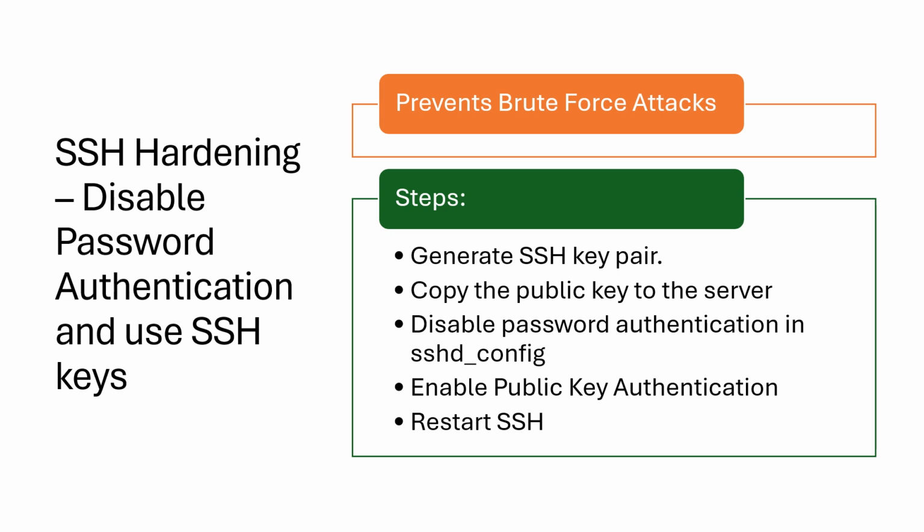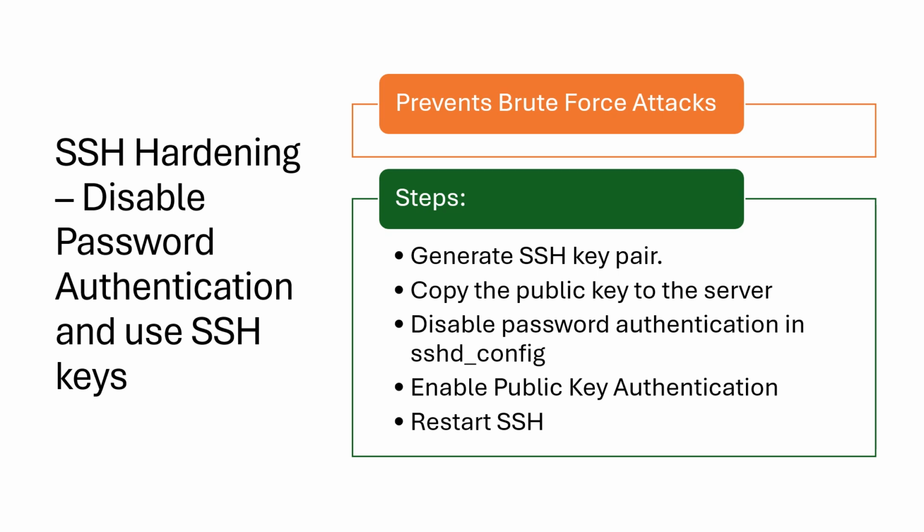The first step in securing SSH is disabling password authentication and using SSH keys. Passwords can be guessed through brute force attacks, while SSH keys are much stronger. Here's how to do it. First, generate an SSH key pair on your client machine using ssh-keygen -t ed25519 -C with your email address.